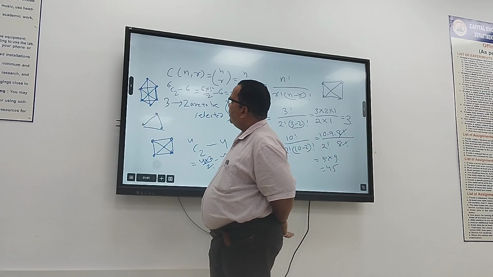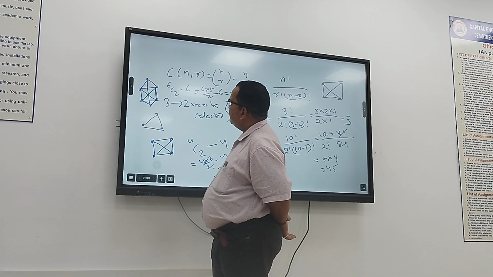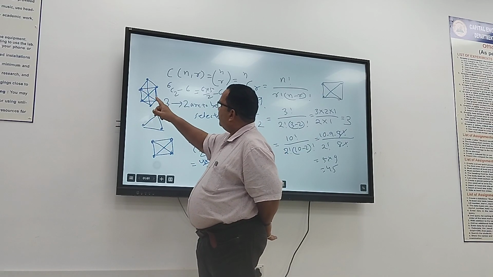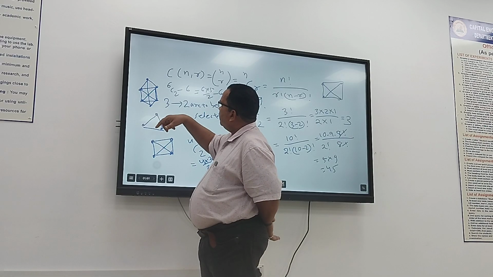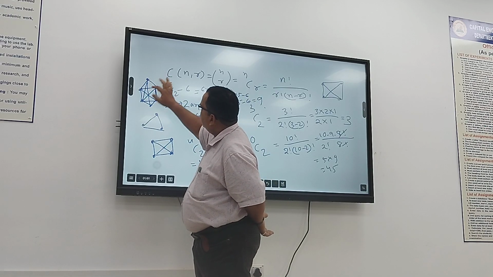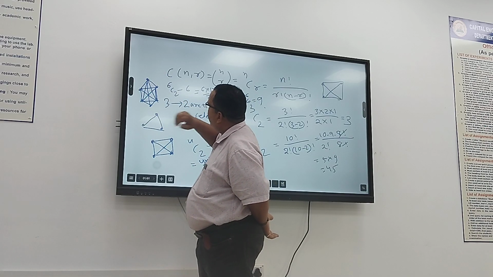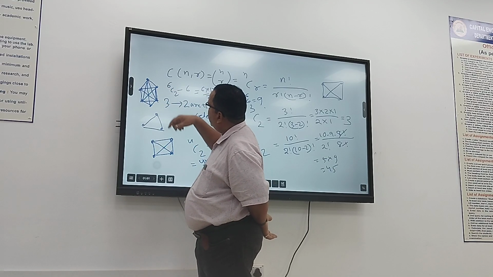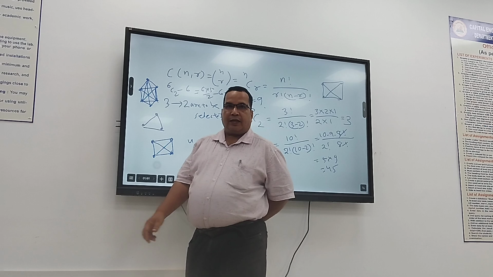We are missing something. Which one is this? 1, 2, 3, 4, 5. Here 6, 7, 8, 9. 9 diagonals are there. Actually 9 diagonals.